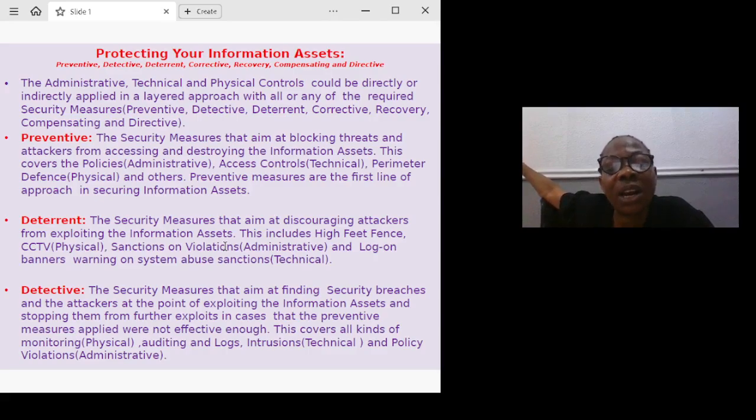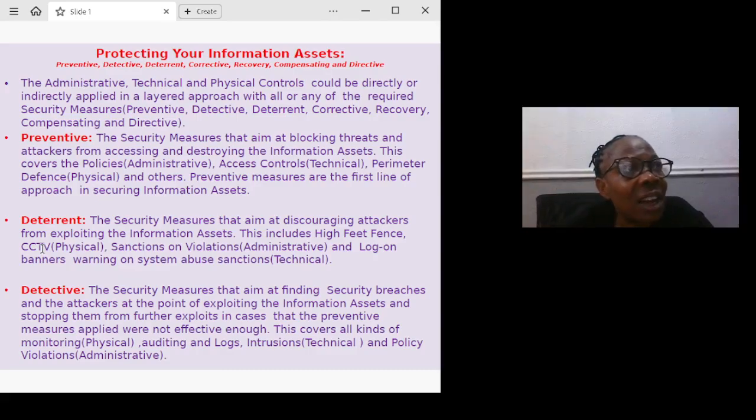The configuration around CCTV is technical, and then CCTV monitoring people is physical. So putting it in place and configuring it into the system to monitor is technical. So most of them are a mix of technical and physical.